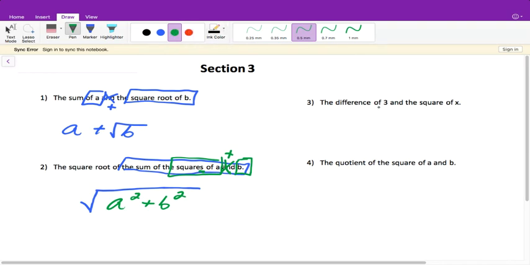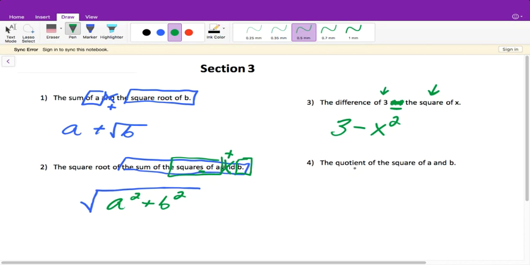Right, for the next one, it says the difference of 3 and the square of x. Remember, whenever we see difference, order matters. So the same thing that I did with my sum, I can just rewrite this "and" as minus, because whatever was written first goes first in our subtraction, and whatever gets written last goes second. So the difference of 3 and the square of x is 3 minus x squared.